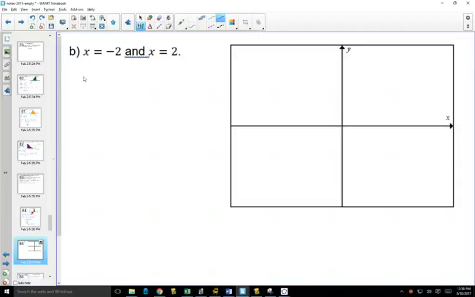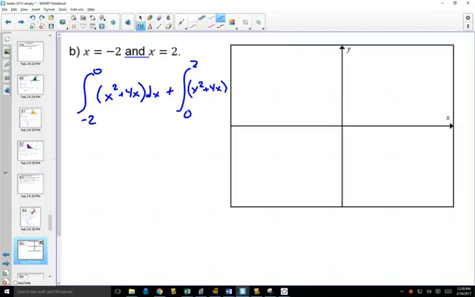It might get annoying if I did the whole question in crayon. Yeah, okay. The integral from -2 to 0 of our function, which was x squared plus 4x. And then we'll have to add from 0 to 2 of x squared plus 4x dx. And we already knew that this section was the negative section, so that part's going to get our absolute value.